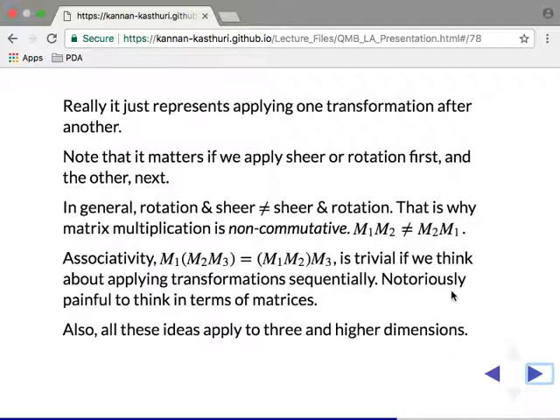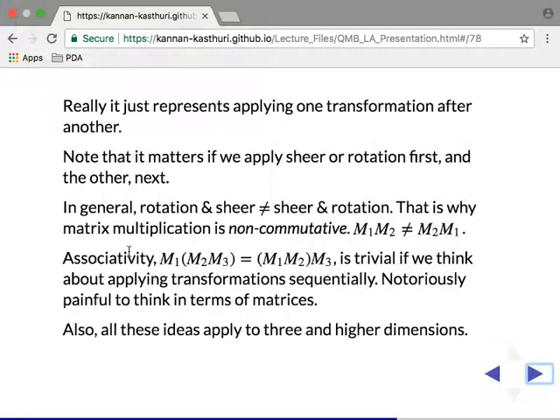So it really just represents applying one transformation on another. It matters whether we apply shear first or rotation first. It depends on how you multiply two matrices. In general, the composition is not what is known as commutative. If you apply rotation and shear, it's not the same as applying shear and rotation. That is why matrix multiplication is non-commutative.